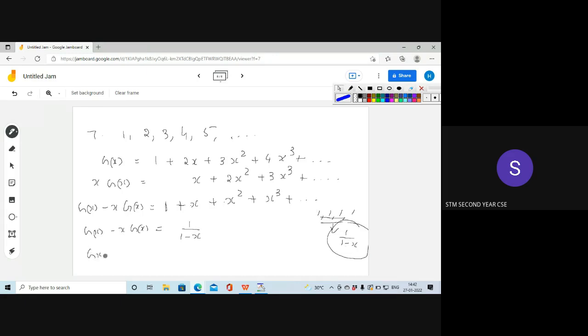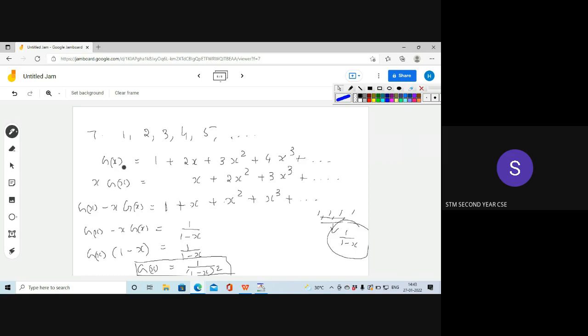So take g of x as common, you get g of x into 1 minus x is equal to 1 by 1 minus x, or g of x is equal to 1 by 1 minus x the whole square. Bringing it down, g of x in 1 minus x into 1 minus x, I get 1 minus x the whole square. So the generating function is g of x is equal to 1 by 1 minus x the whole square, for the sequence 1, 2, 3, 4, 5, etc.